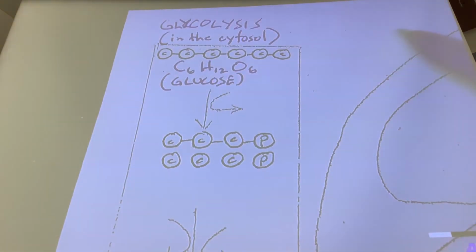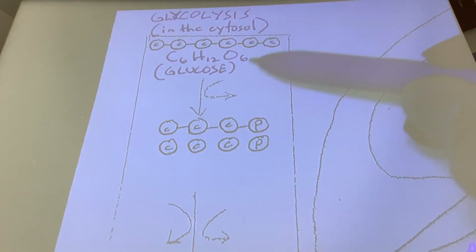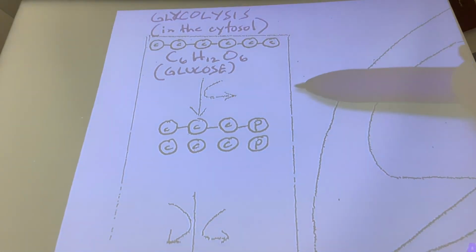All right, glycolysis happens in the cytosol. I'm going to start with my glucose. Now, if you recall from your lectures that I'm sure you've been diligent reviewing.